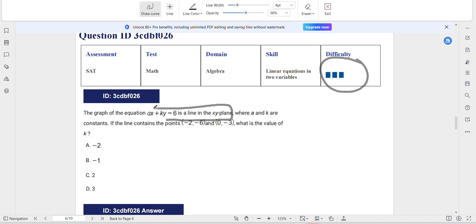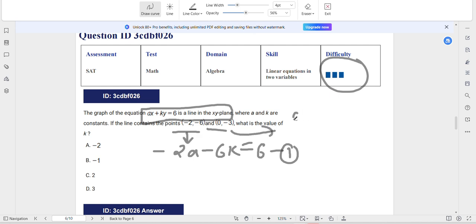the equation of a line in the xy plane, ax plus ky equals 6, and we have to find the value of k. We have 2 points that lie on this line. Let us substitute the points in the equation. It becomes minus 2a minus 6k equals 6. This becomes equation 1 when we substitute this point, and when we substitute the other point it becomes 0 minus 3k equals 6. So we have to find the value of k.